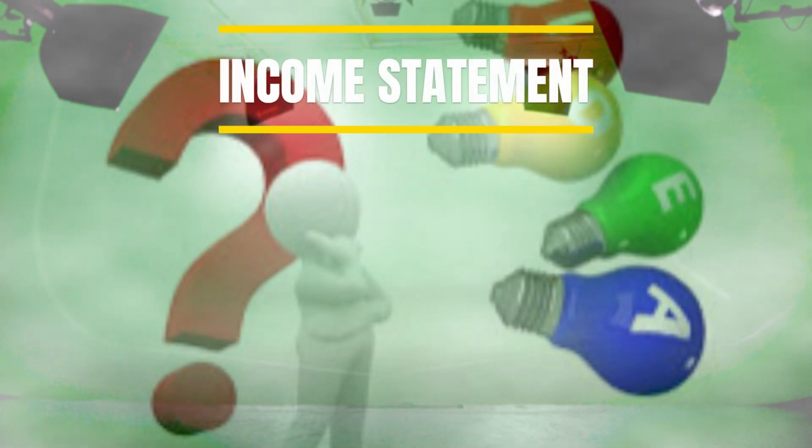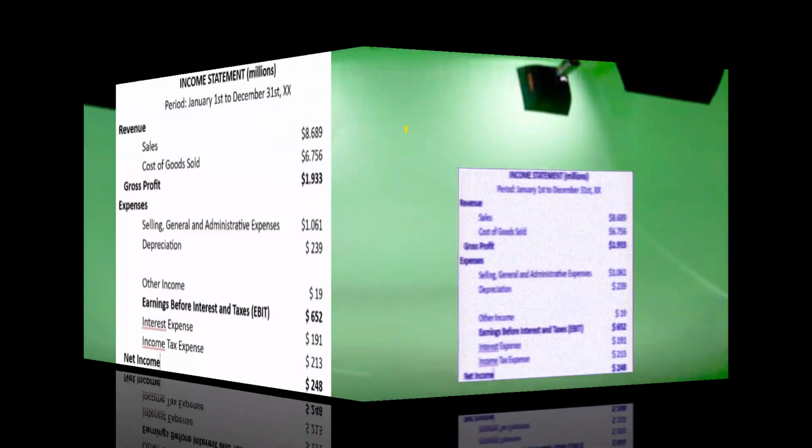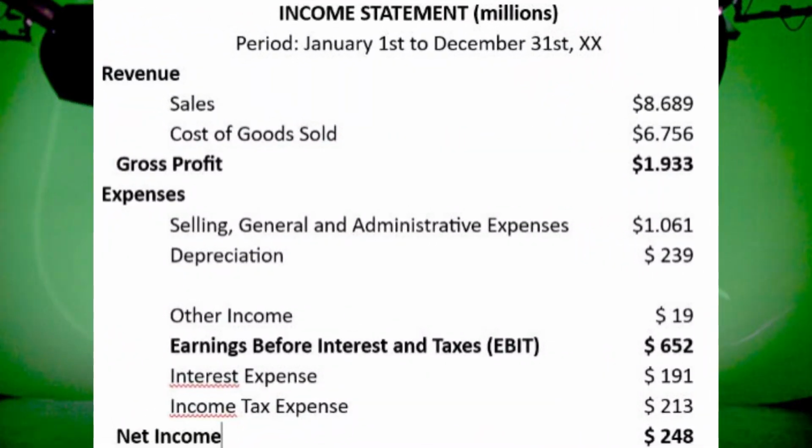Income statement. This is the company's income statement. This report shows what happened during a specific period. How much came in, how much went out, and how much was left. We're going to analyze it step by step, just like a financial director would.